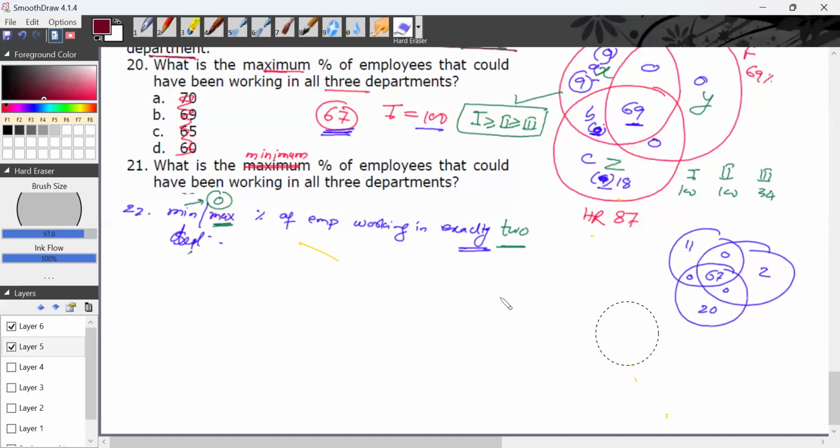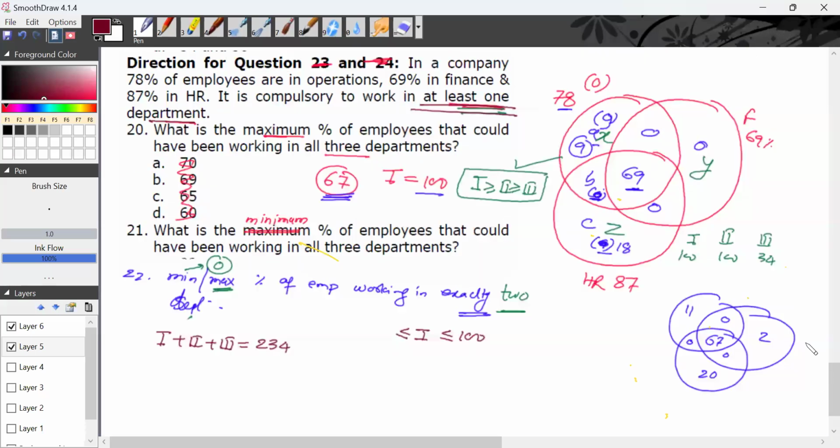ये सारे हटा दो. So we have this equation 1 plus 2 plus 3 is equal to 234, and we know that 1 has to be less than equal to 100 because it cannot exceed 100, and has to be greater than equal to what number? What is the minimum value of 1, or what could be the minimum value of 1? We are solving a case wherein this is not given, है ना?